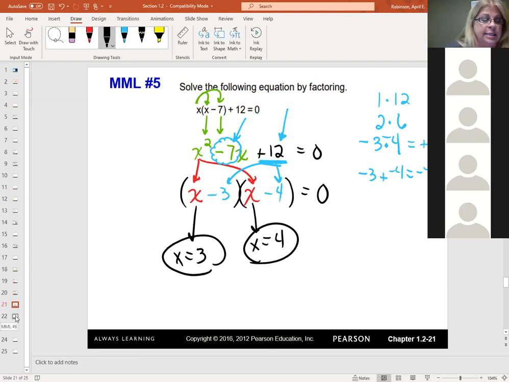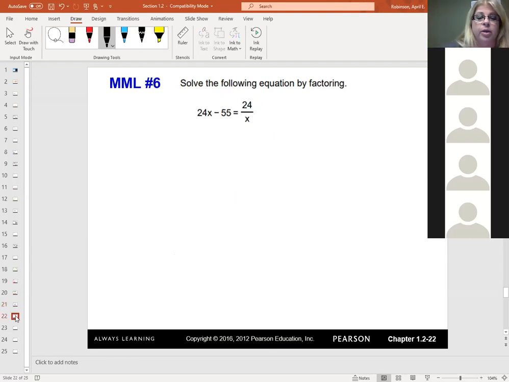Let's see, what other nasty problems did I find? I found a couple of nasty ones. Here's number 6. Ew. Okay, now it says solve the following equation by factoring. This is in the quadratic equation section, and I'm like, wait a minute. There's no x squared on this. It's not a quadratic. Oh, yes, it is. It's just a quadratic in disguise.